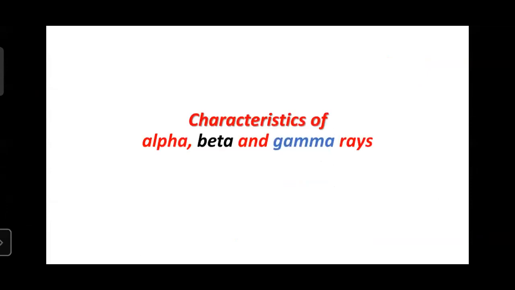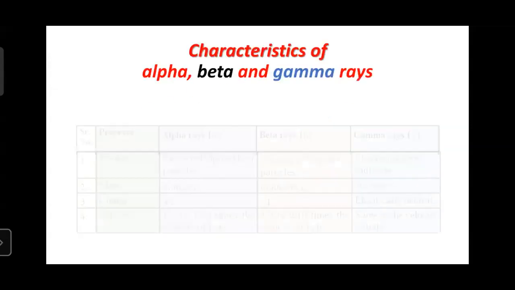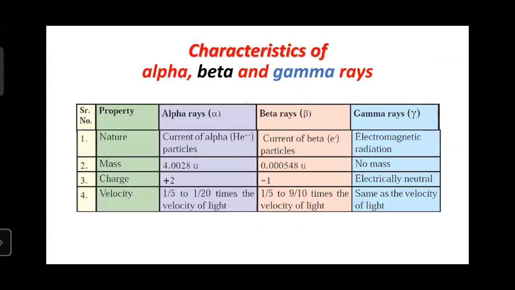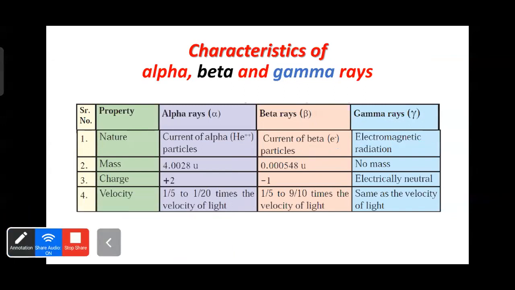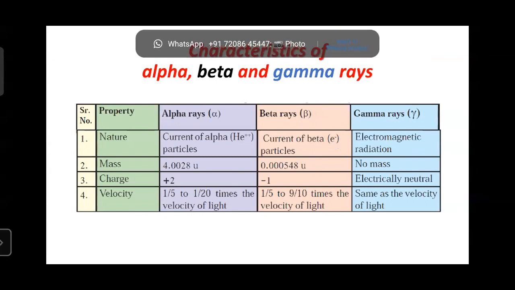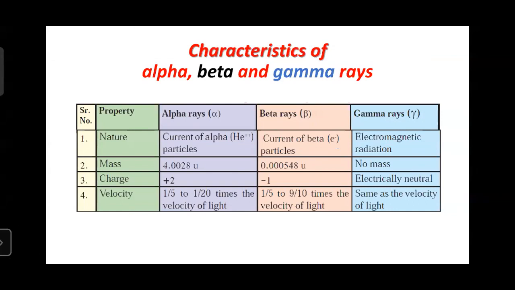So alpha, beta, and gamma rays. The nature of alpha particles: these are a stream of alpha particles, that is He2+ particles; a stream of beta particles, that is negatively charged; and gamma rays are electromagnetic radiations. Mass: alpha 4.002 unit, beta rays 0.000548 unit, and gamma rays have no mass. Charge: plus 2 charge on alpha, minus 1 charge on beta, and gamma rays are electrically neutral. Velocity: alpha is 1/10 to 1/20 times the velocity of light, beta rays 1/10 to 9/10 times the velocity of light, and gamma rays the same as the velocity of light.